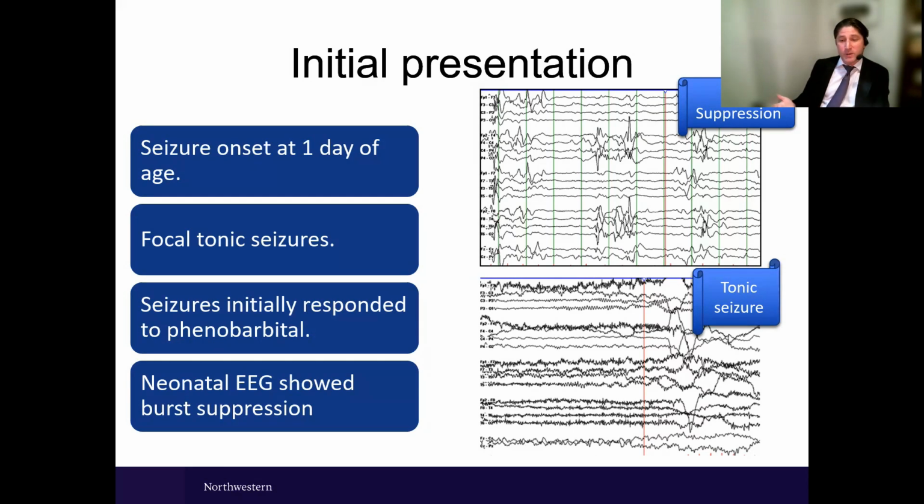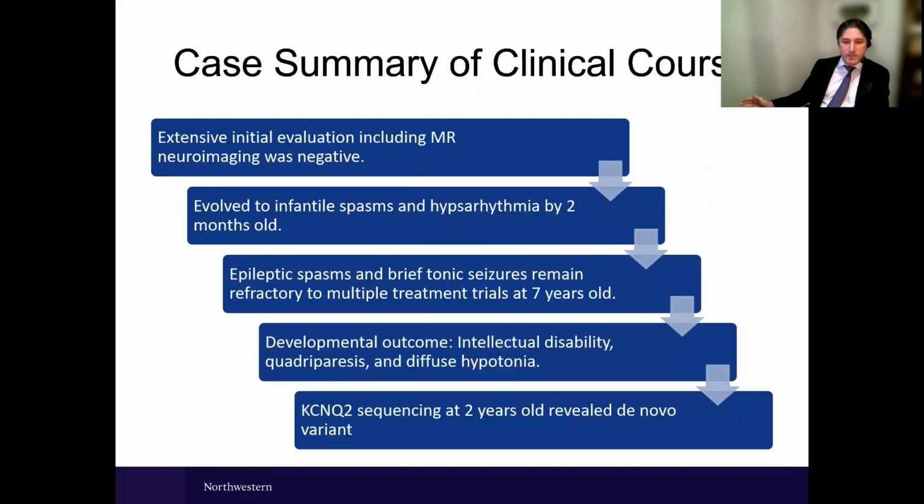When people ask, is it hard to recognize these patients? Sometimes I say no, it's not that hard once you've seen several of them. The seizures initially responded to phenobarbital, which lots of seizures do, but they continued, and the child had an extensive evaluation. This child was born many years earlier than the first child described, so we didn't have a good understanding of KCNQ2 and what treatments might be helpful.